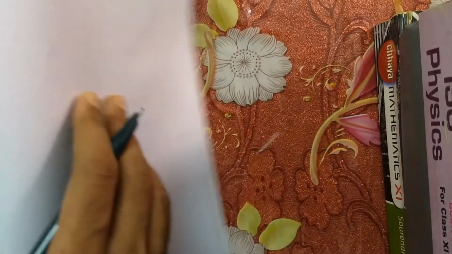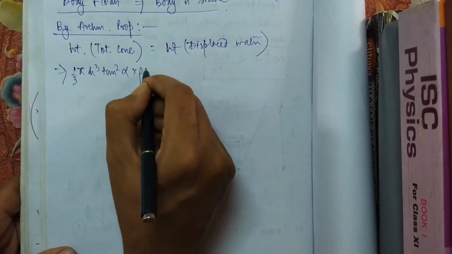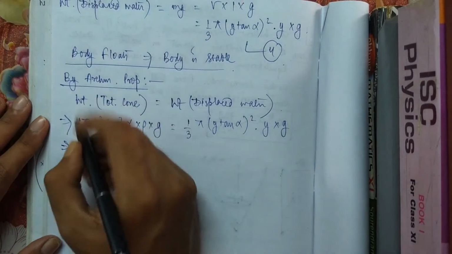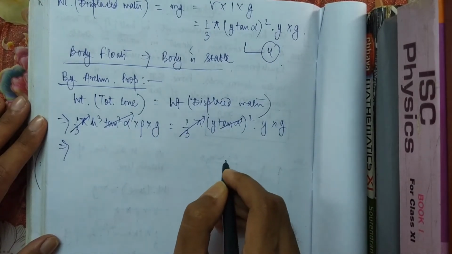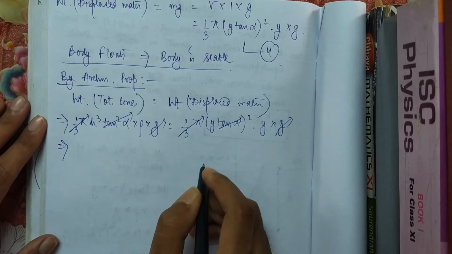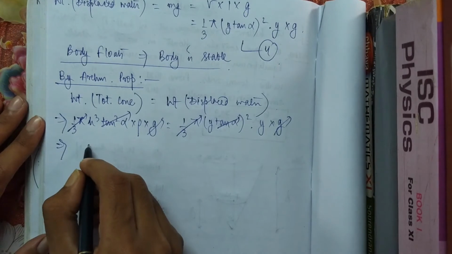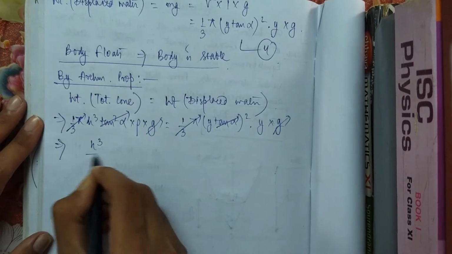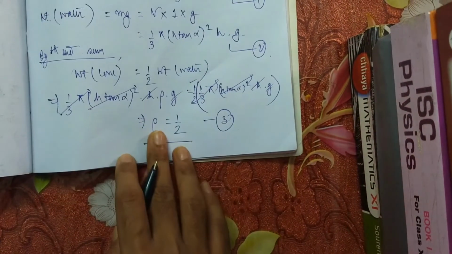So how will it look? 1 by 3 pi, 1 by 3 pi gets cancelled, tan square alpha, and here you also have a tan square alpha which gets cancelled, g and g obviously gets cancelled. What we are left with is h cube, and these two multiplied give us y cube, so we put here y cube down here equals 1 by rho. And here we already got the last expression from 3, that rho equals half.